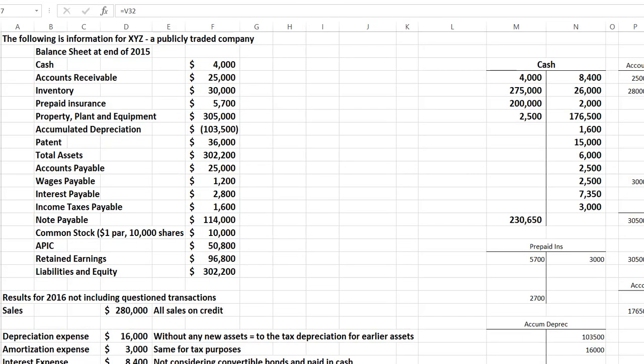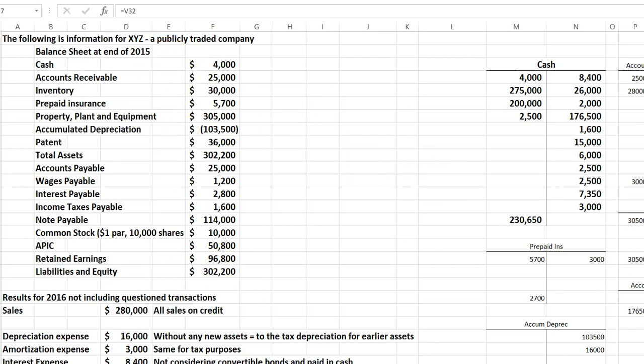Welcome everyone to our discussion of the answers to our test review for test number 3. We have an XYZ publicly traded company. They have the following balance sheet. This was given to you at the end of 2015.